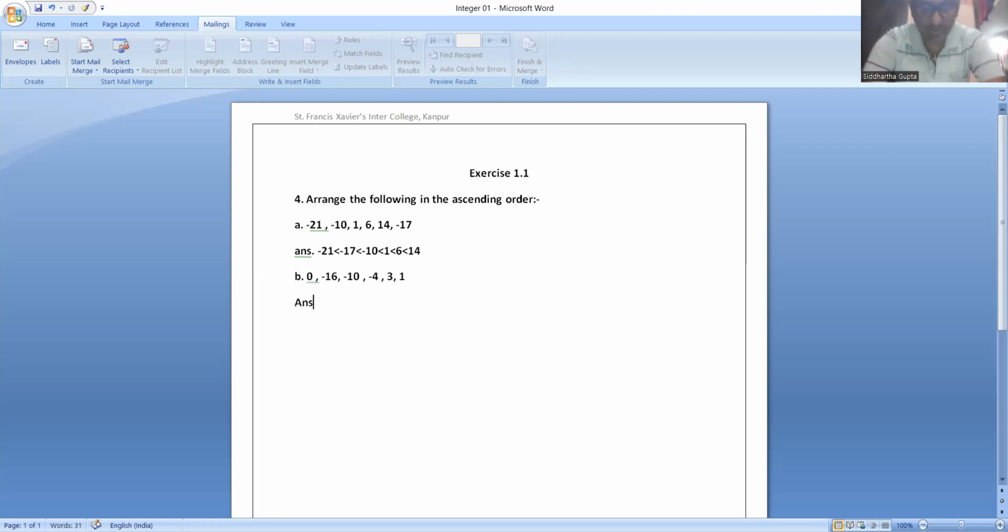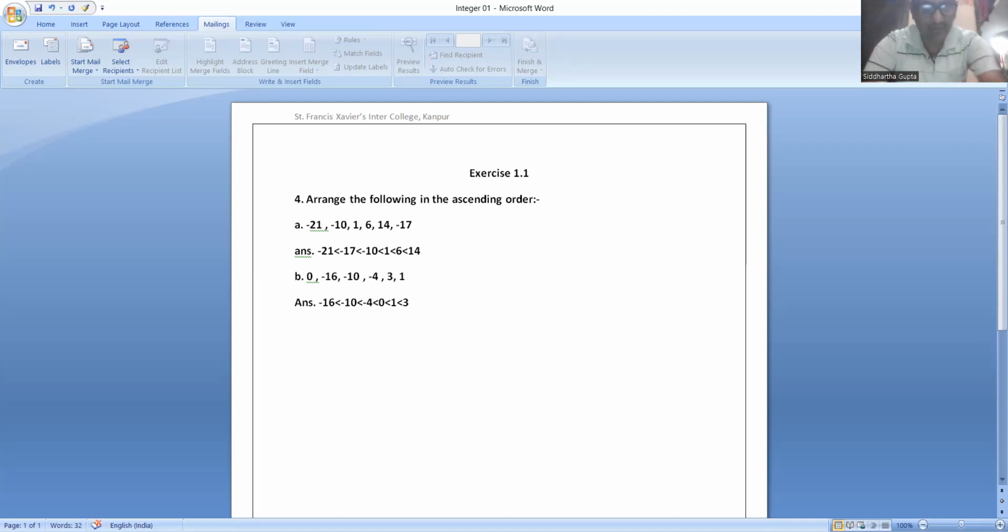So what we have to do, we have to solve this. You know that negative numbers are smaller. So there are 3 negative numbers: minus 16, minus 10, minus 4. You can easily identify that minus 16 is the smallest number, and after that minus 10, after that minus 4, after that the number is 0, after that 1, after that 3.